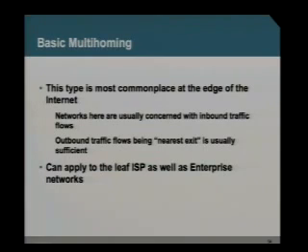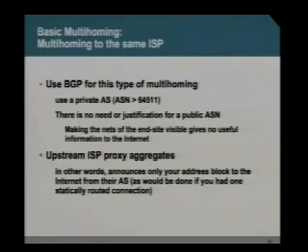But assuming simplicity, we're not going to care about outbound traffic, we're only going to care about inbound. So looking at multi-homing to the same ISP, for this we're going to use BGP, surprise, surprise. We're going to use a private AS number. A private AS number is 64512 and above.